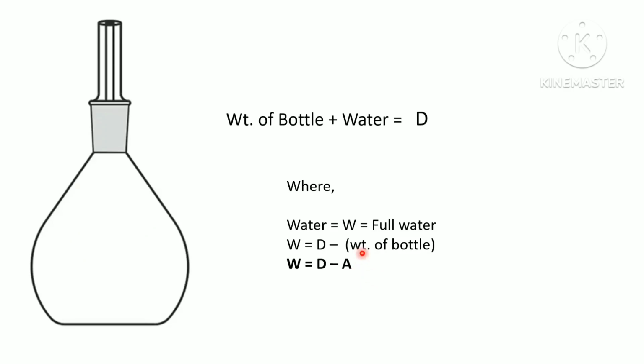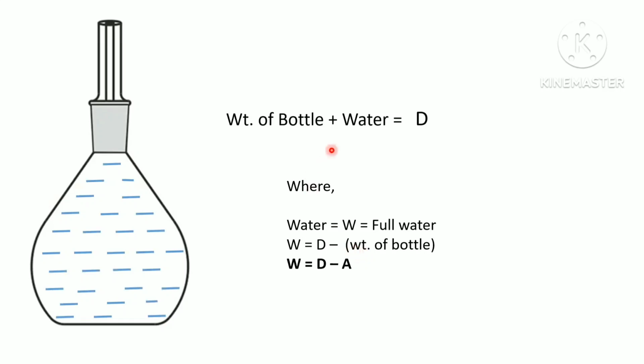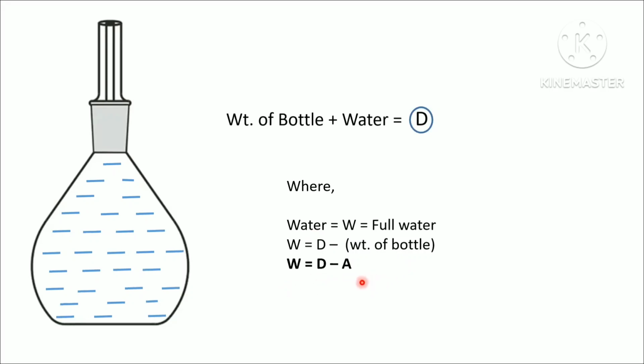Then in the next step, empty all the contents of the specific gravity bottle, completely fill it with the water, then do the weighing, assign the weight D to it. So D stands for the combined weight of bottle plus water, where the water filled in this bottle is equal to W. This is a full water, that means the bottle is completely filled with water only. And W is equal to D minus the weight of the empty bottle. So W is equal to D minus A.